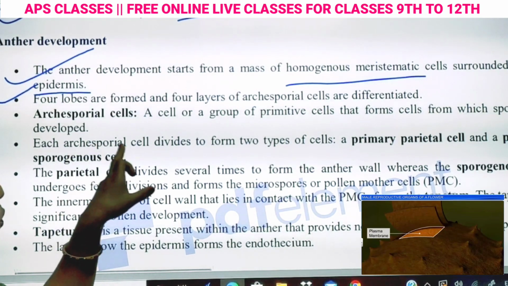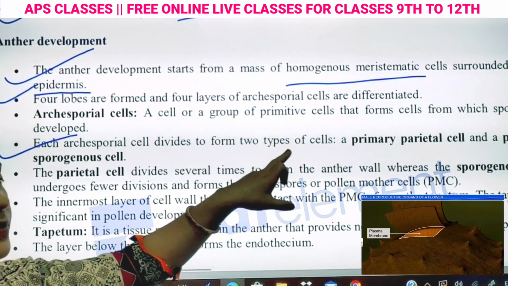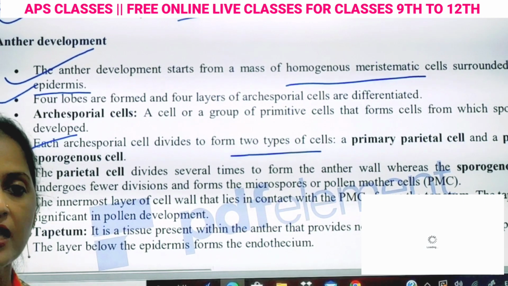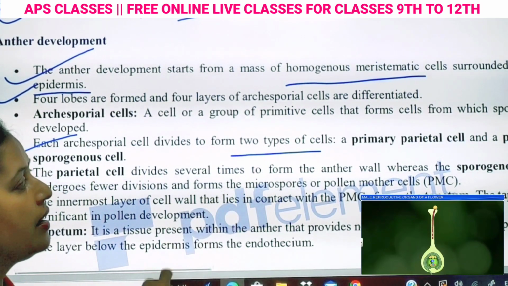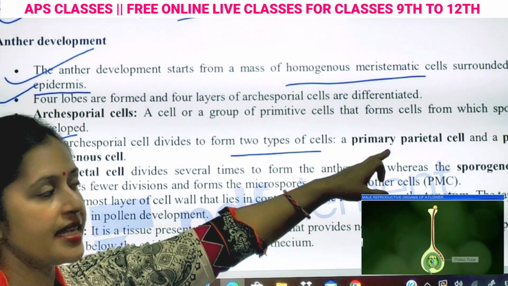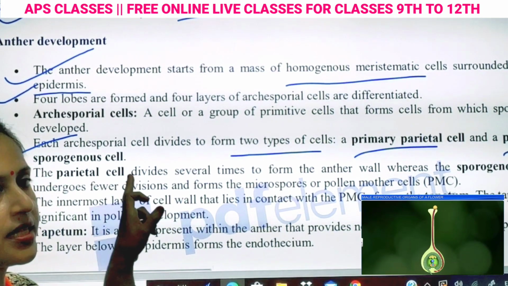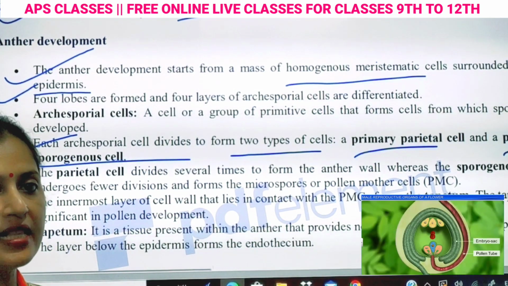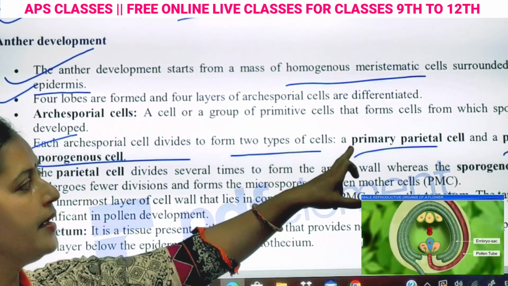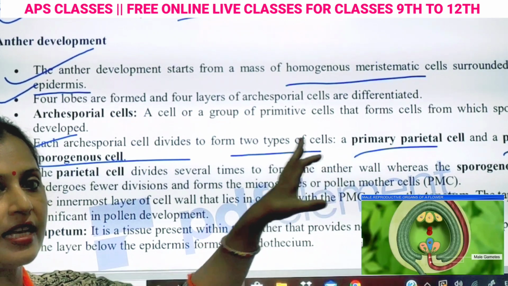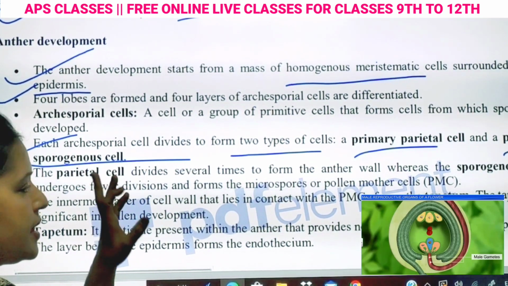Each archesporial cell divides to form 2 types of cells. हर एक archesporial cell जो है वो further divide होकर 2 types of cells बनाता है, primary parietal cells and primary sporogenous cells. These 2 types of cells are formed by the archesporial cells, and those cells are primary parietal cells and primary sporogenous cells.